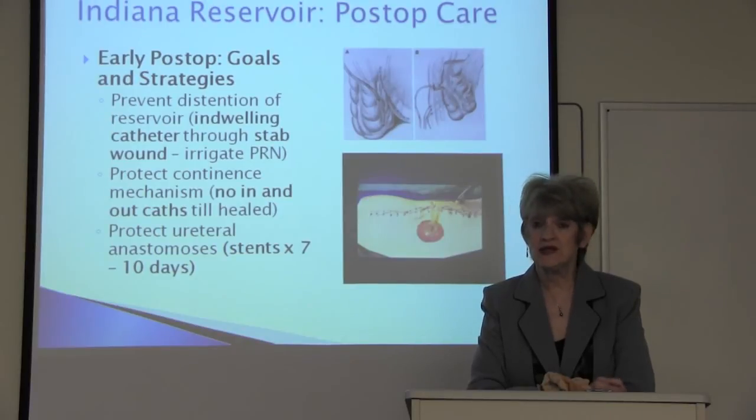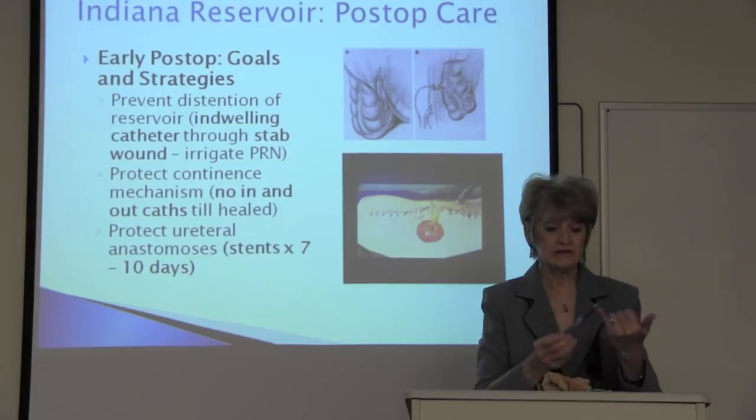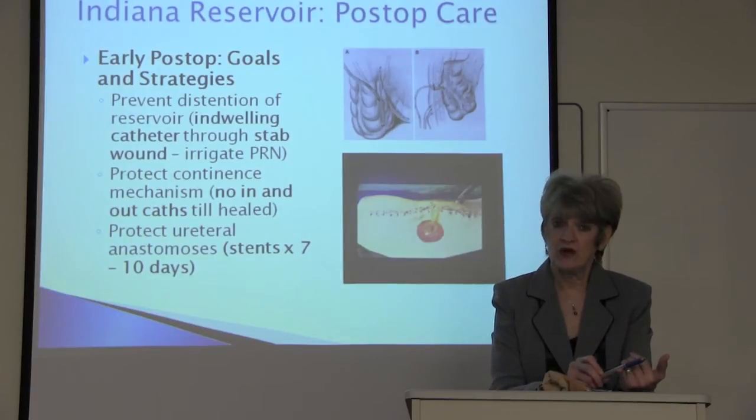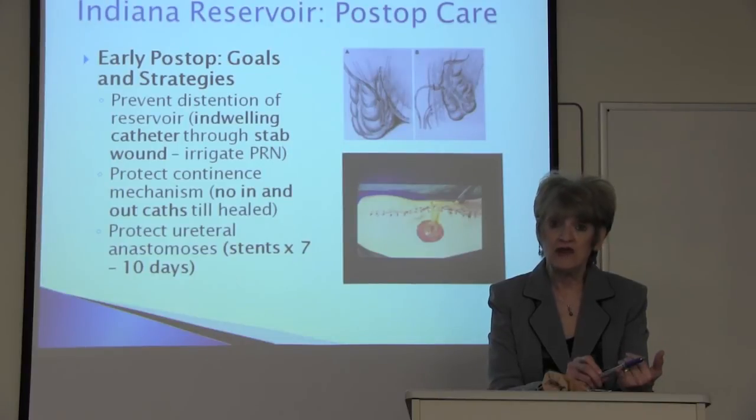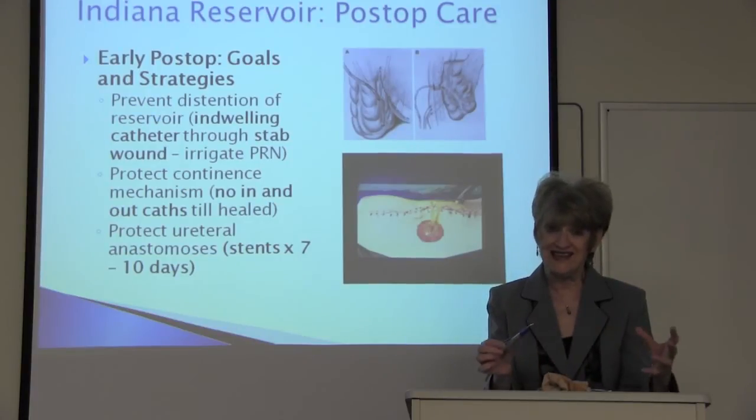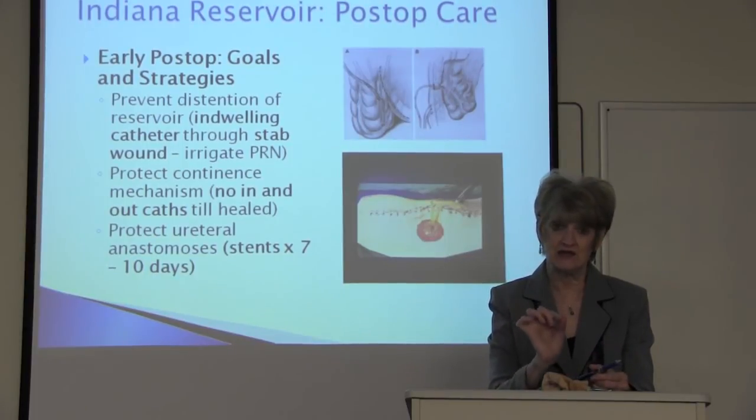So, to some extent, placement of your drainage tubes will be affected by surgeon preference. Here are the things you need to know. You always have a reservoir catheter, and your goal during the first 2 weeks is to keep that reservoir catheter patent. You never do in and out catheterizations for the cochleostomy, for the Indiana reservoir, for any continent diversion. You never do in and out catheterizations during the first few weeks. You wait until the reservoir is healed and ready to distend. You wait till the continence mechanism has healed and is ready for in and out catheterizations.